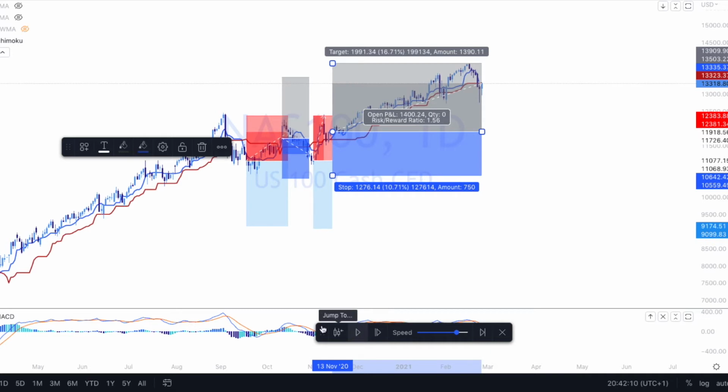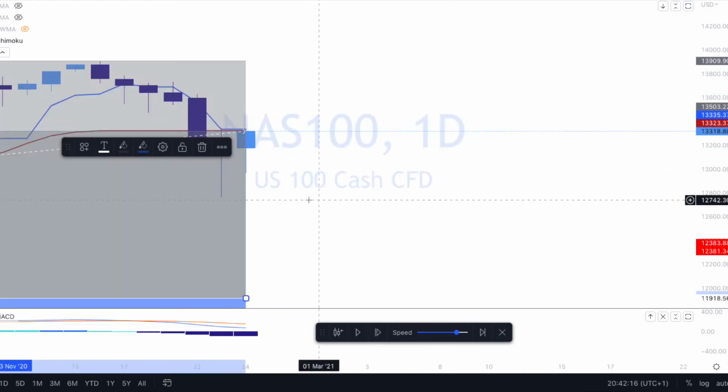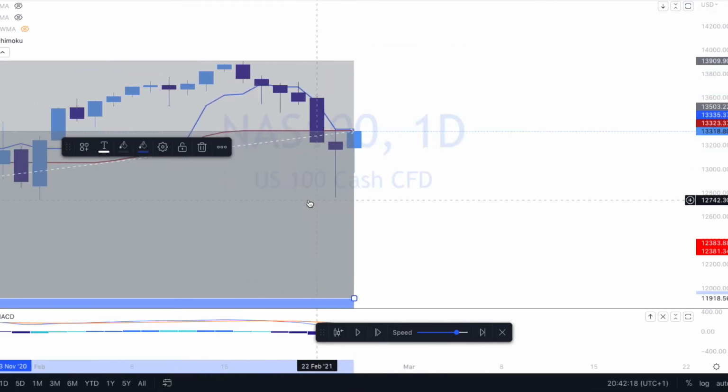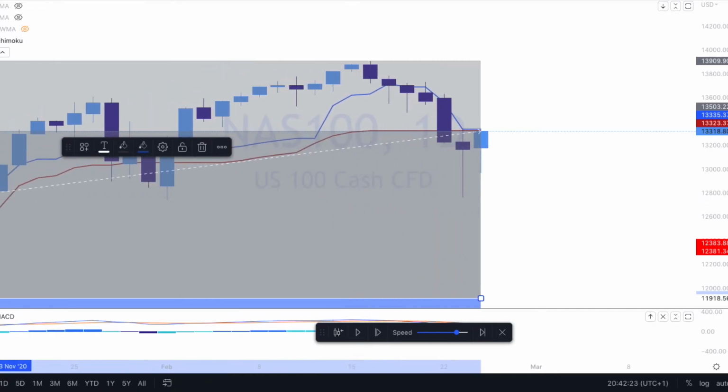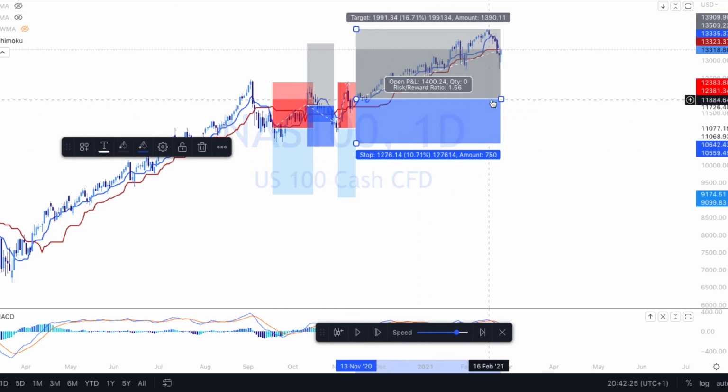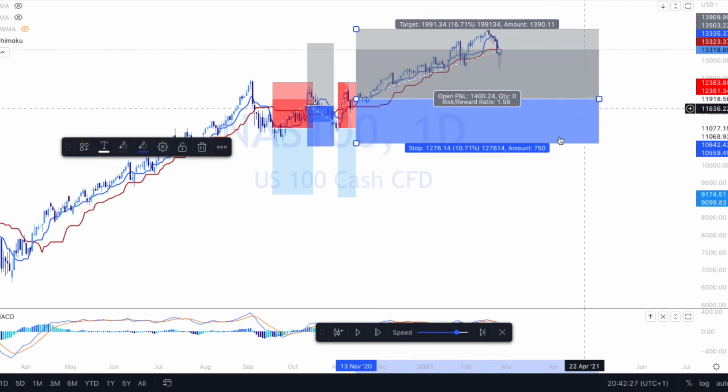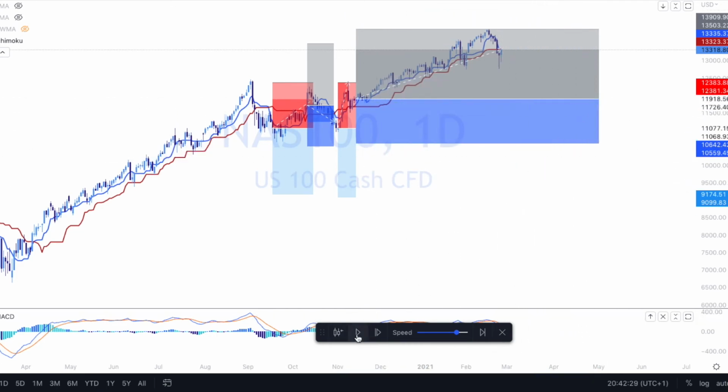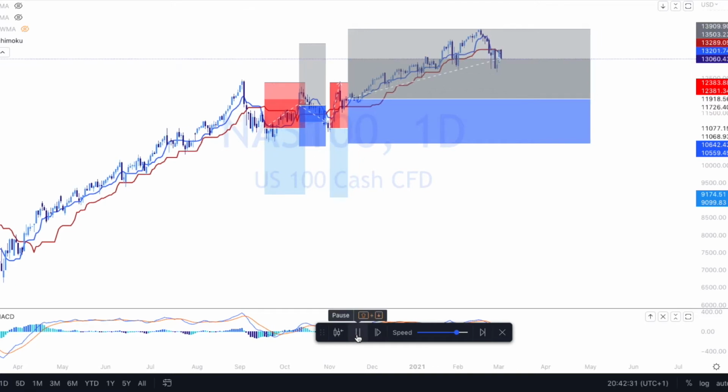And has it crossed? Let's zoom in. Has it crossed? No, it hasn't. It's just come very close together, but it hasn't actually crossed. So we're just going to zoom back out. Going to expand this. And we're going to let it continue to run.